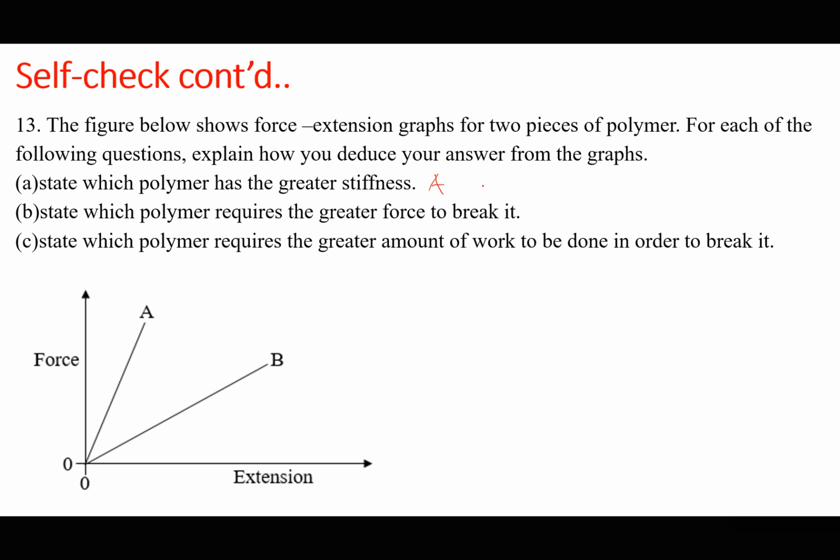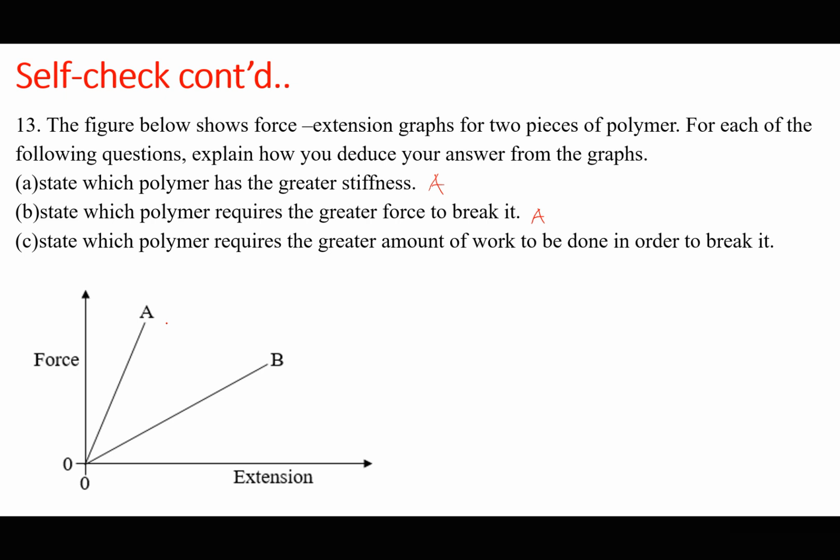State which polymer requires the greatest force to break it. It is still going to be A. Because it is very stiff, it requires a great force to break it. The line continues to a higher force value, so it requires a greater force to break it. In other words, A has a greater gradient, so it has the greatest stiffness, the greatest constant, so it requires more force to break it.